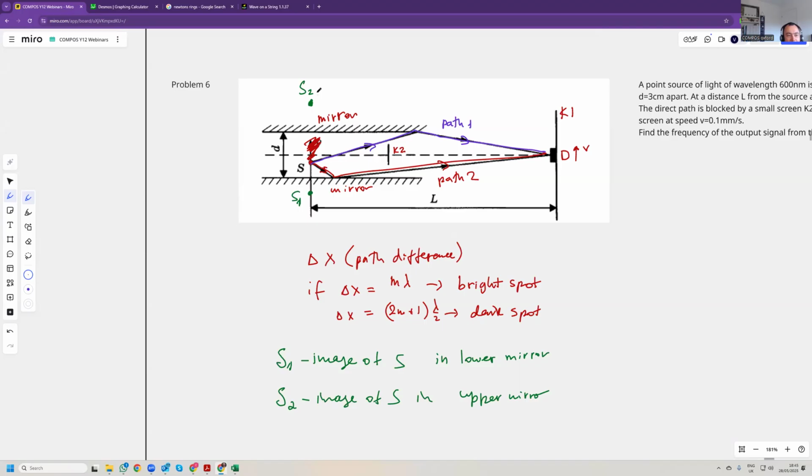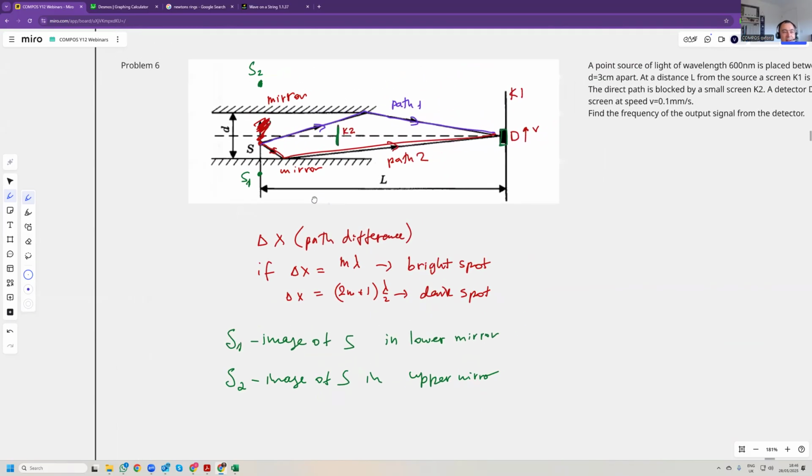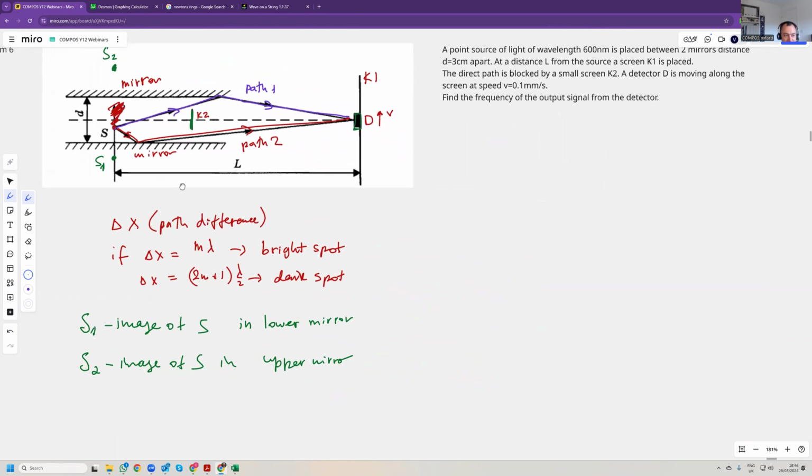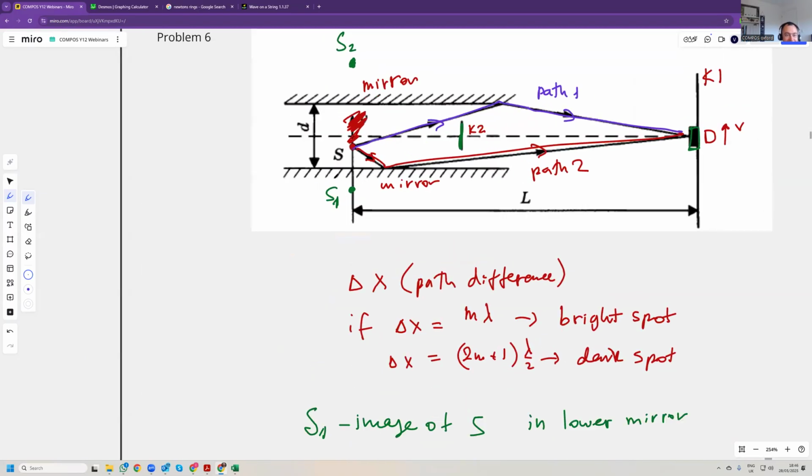All right, so realistically, light is coming from S1 and S2. If you were sitting at D and looking, you would see two sources, two copies of the same source, one slightly to the left and one slightly to the right. You would not see S because S is blocked by the screen. So all you need to do is rethink this problem from a different point of view.